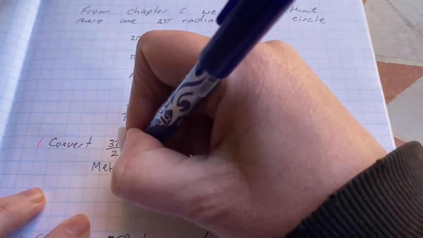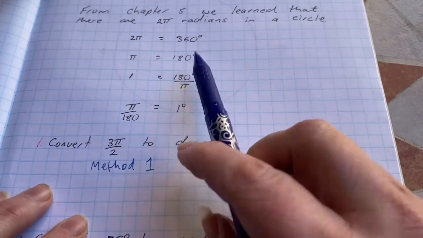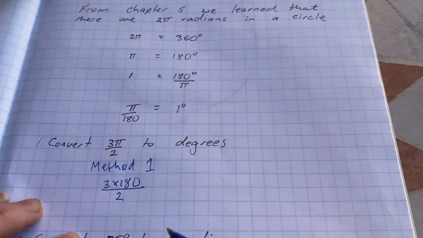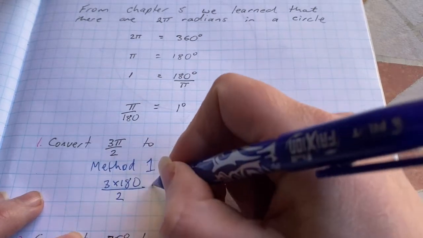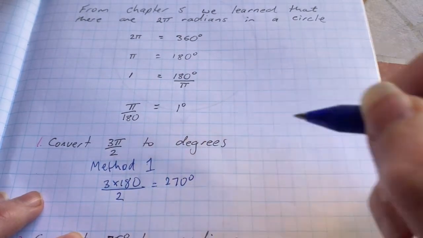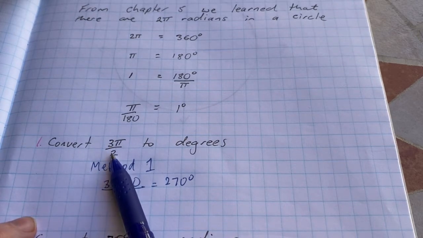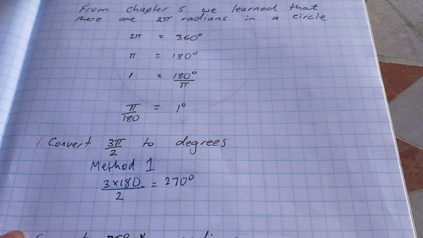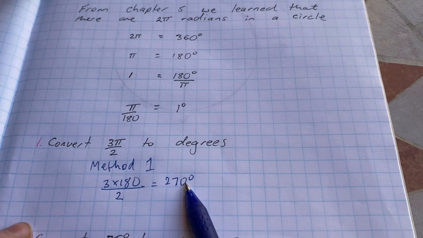So method 1 is we can quite simply just replace the pi with the 180 degrees. So 3 times 180 over 2. So 180 over 2, of course, is 90, so 3 times 90, so 270 degrees. I often also think about the fact that 3 on 2 is like 1.5. So 1 pi is half a circle, and then another half brings you around to the 270 degrees. And we'll look at that again on the next page as well.